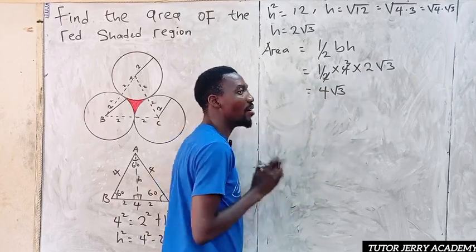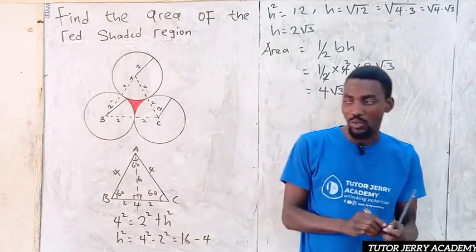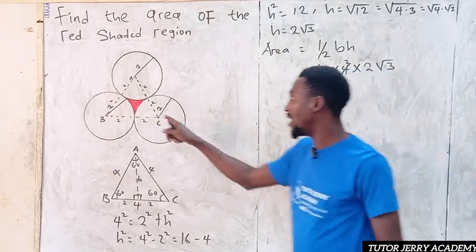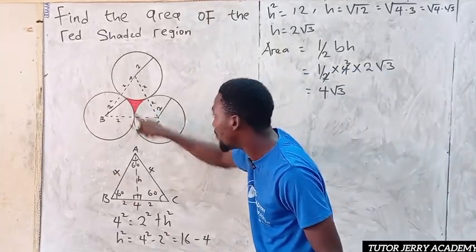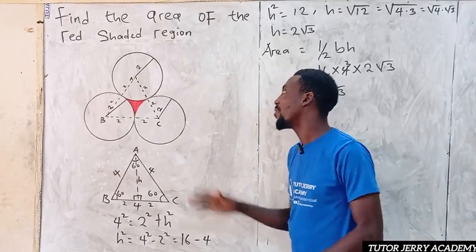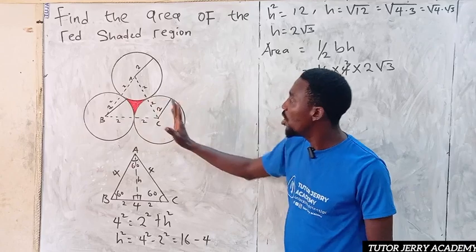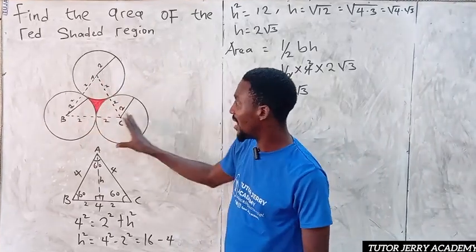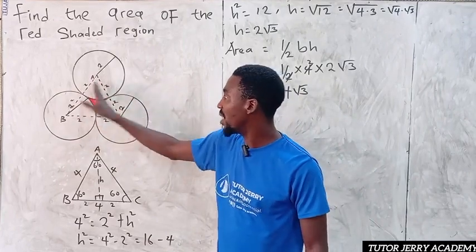So the area of this equilateral triangle is nothing but 4 root 3. All right. Now, don't forget, we want to find the area of this red portion. That is what we want to find. For us to find this area, we connect all the points together to get the triangle inside.